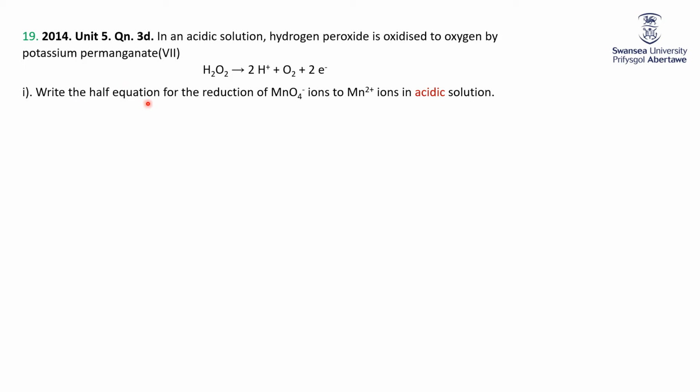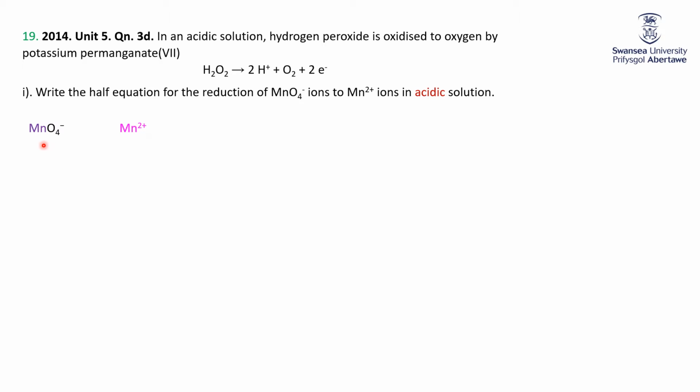So first thing they want is the half equation for the reduction of MnO4 minus ions to Mn2 plus ions in acidic solution. Now, my impression is that you do this so often that you're almost expected to have this memorized, but let's generate it anyway. So there's MnO4 minus going to Mn2 plus.